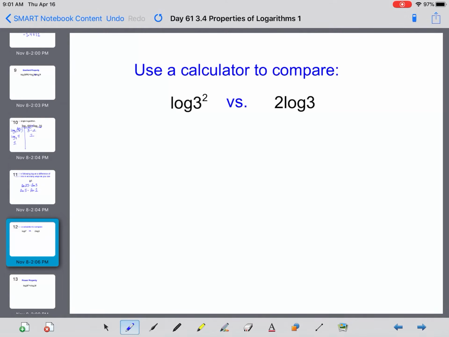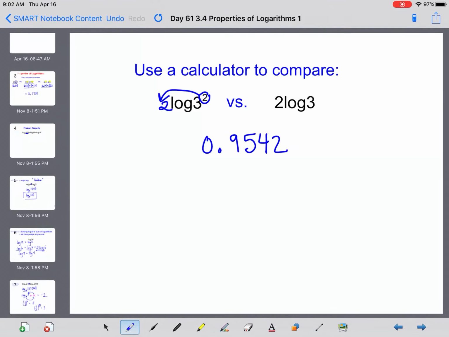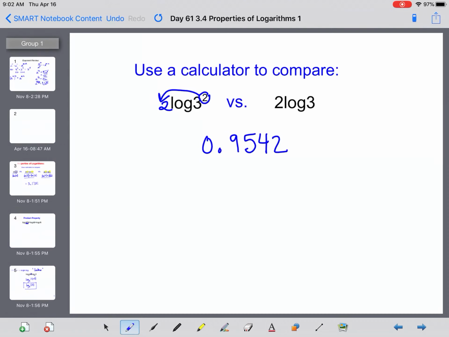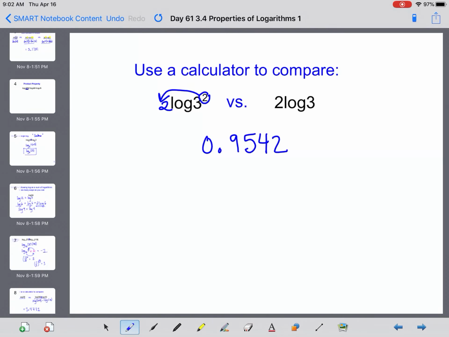All right, last one that we're going to compare is, let's look at log of 3 squared versus 2 times the log of 3. For both of these, you should end up with 0.9542, about, it's approximate. And what that's telling us is we have this power property. So if we have an exponent on our log, it is completely equivalent to dropping that out front. So 2 log of 3 is equivalent to log of 3 squared.